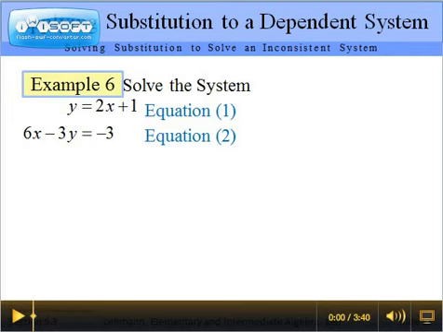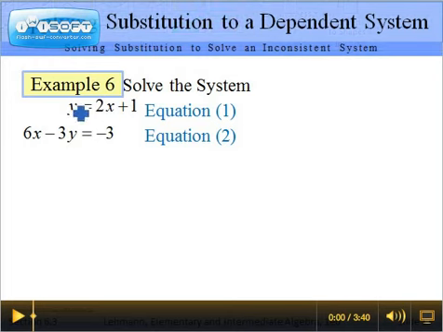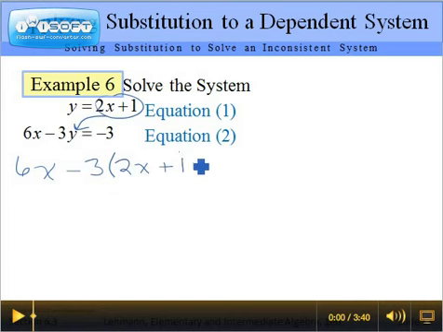Now consider example 6, where I want to solve the system y equaling 2x plus 1 and 6x minus 3y equaling negative 3. This is another system that's good to solve by substitution, since one of my equations is already solved for one variable. So I'm going to take the 2x plus 1 and plug it in for the y. So I get 6x minus 3 times 2x plus 1 is equal to negative 3.